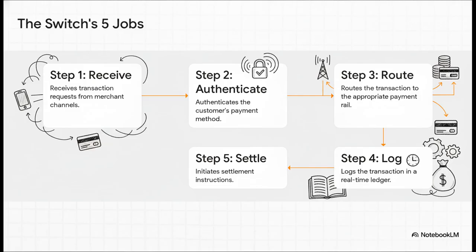So for every single payment, the switch does 5 key things almost instantly. It gets the request, it authenticates it, it figures out the smartest way to route it, whether that's to a mobile network or a card processor, it logs it in real time, and it kicks off the process to get the merchant paid. It's an incredibly efficient, automated dance.